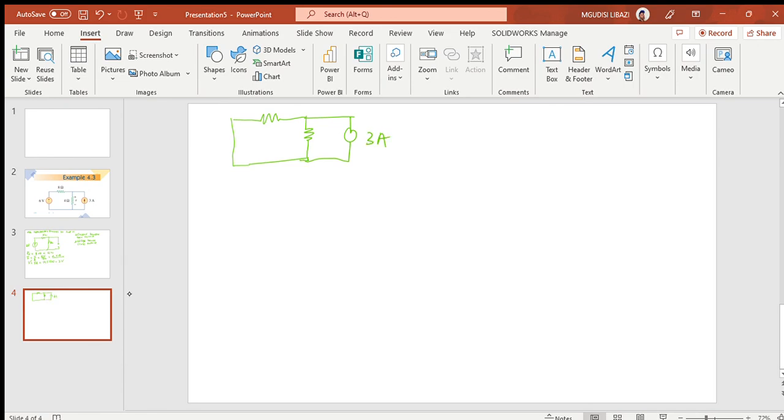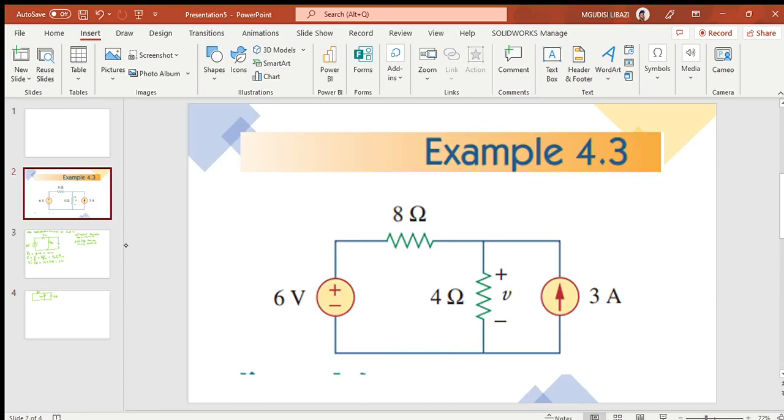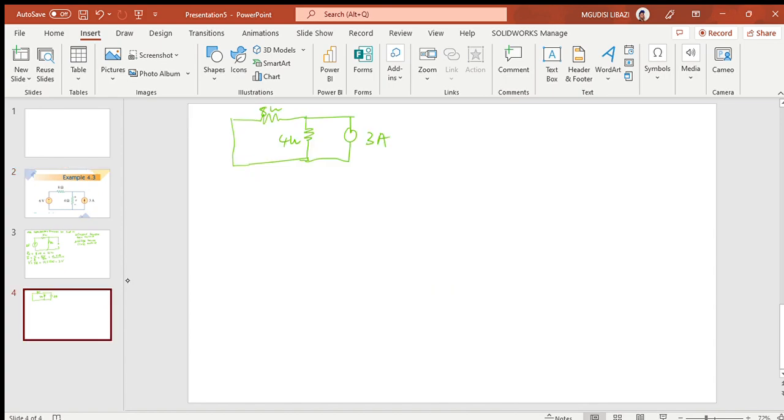I'm going to have 3 amps here, then 8 ohms here, and 4 ohms here. So what's happening now is, when we remove the voltage source, we replace it with a closed circuit, but when we removed the current source, we replace it with what? With an open circuit. The 8 and 4 ohm resistors are already in parallel, because they share two common nodes.